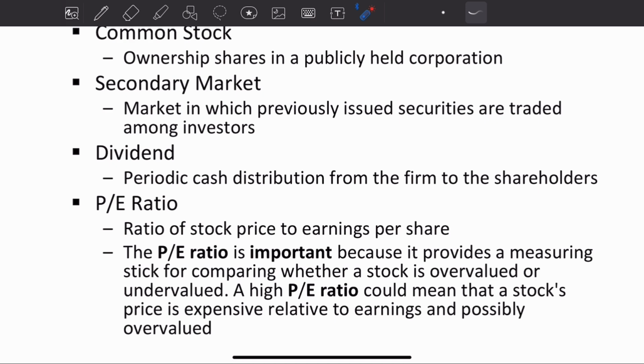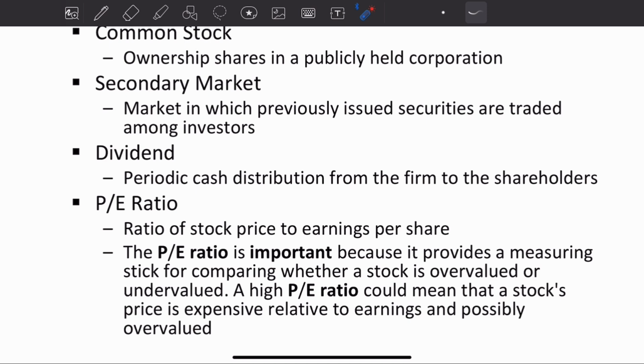Now, acquiring stocks typically comes with some benefits. Those benefits include dividends. Now, what are dividends? Dividends are periodic cash distributions from the firm to the shareholders. So the company runs through their activity and they make profits, right? And then those profits, the company would make a decision to either keep all of the profits. Some companies do that. They don't give back any of the profits they achieve back to their investors.